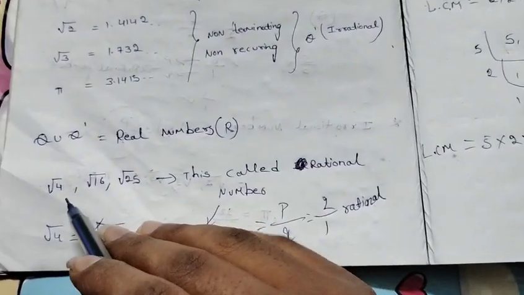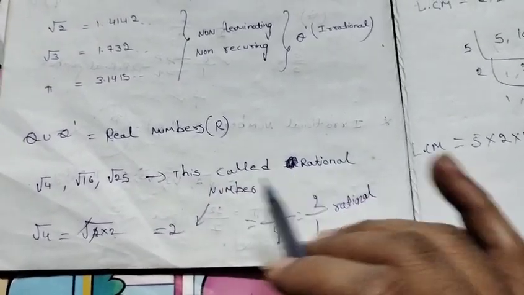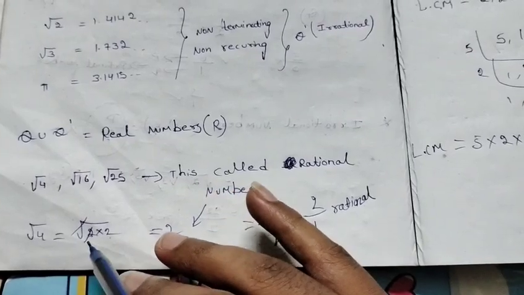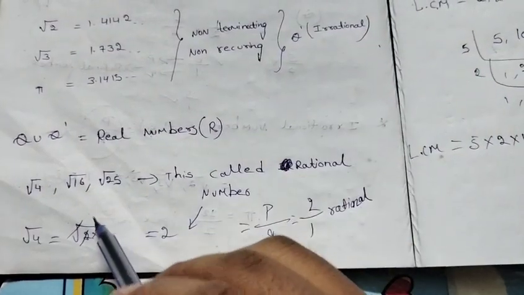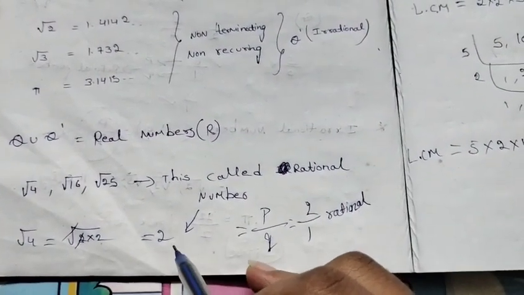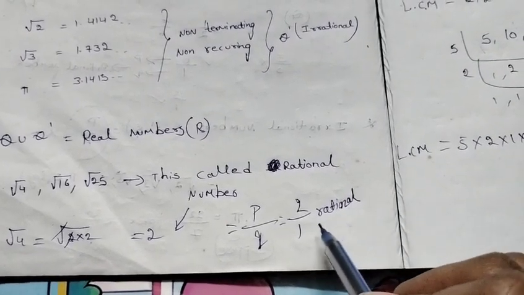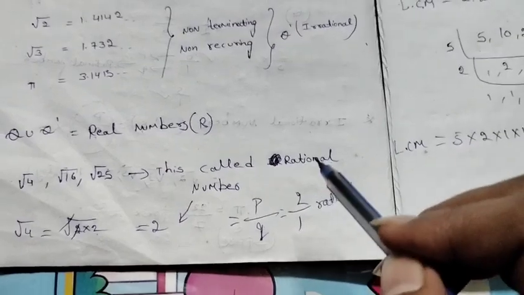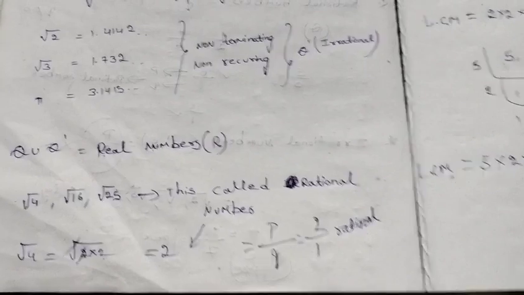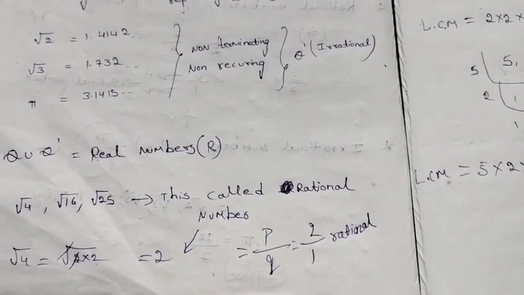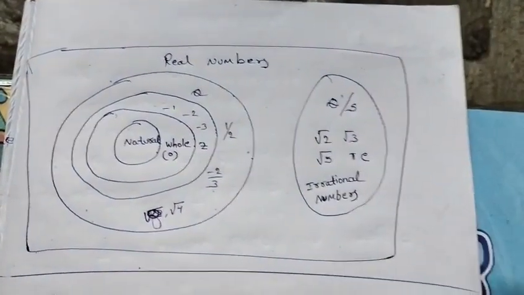One thing to note is that root 4, root 16, root 25 are rational numbers. Why? Root 4 we can write as root of 2 into 2. The 2 and the root cancel, and it becomes 2. We can write 2 in p by q form as 2 by 1, so it's a rational number. That's why perfect squares under a root are rational numbers, like root 4, root 16, root 25 and so on. We can see a chart to understand more easily.